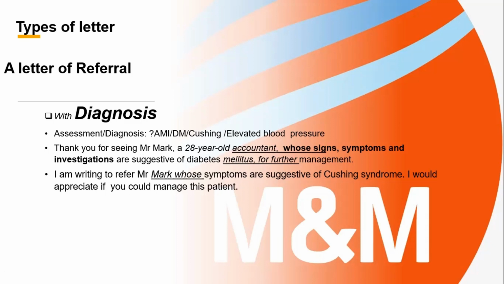It can also be written in a different way. I'm writing to refer Mr. Mark, whose symptoms are suggestive of Cushing syndrome. If there are no signs, you cannot use the memorized statement. The common mistake I've seen is that students memorize the statements. Even if there are no signs, they write down "whose signs and symptoms are suggestive of." Anyhow, this is an example for when we have the diagnosis given.